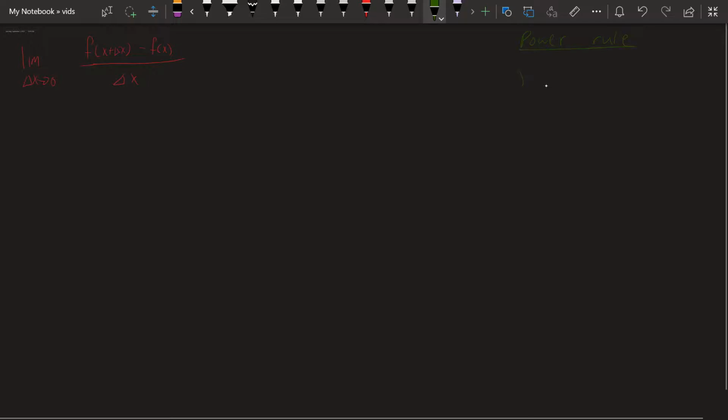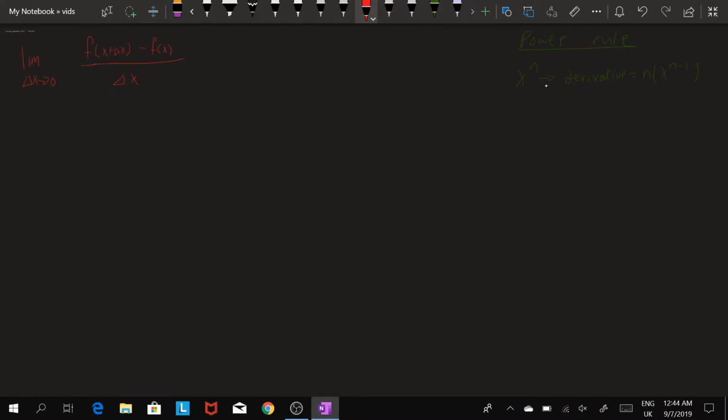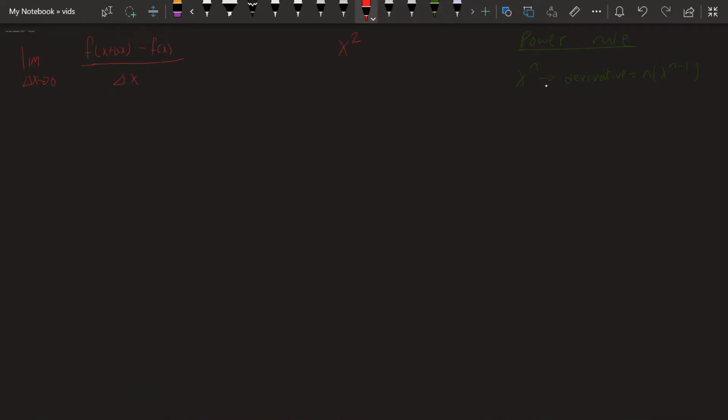If you have x to the power of n, then the derivative of x to the power of n is equal to n multiplied by x raised to the power of n minus 1. Alright, and I'm going to take two functions, let's say x squared, and I'm going to prove it with x squared, then I'm going to prove it with x cubed, and then you guys will see the general formula as x goes to the power of n. So in this case we said f of x is equal to x squared, right?